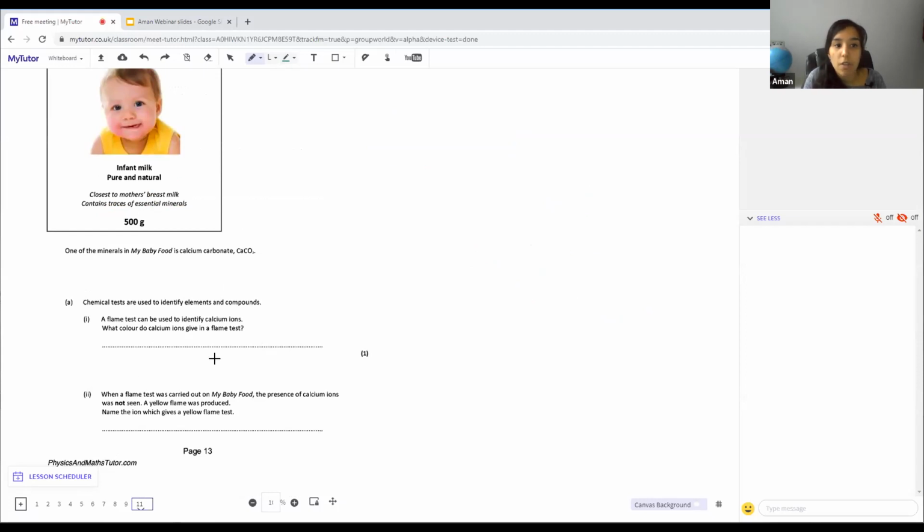So this is kind of looking at positive ions now. A flame test can be used to identify calcium ions. What color do calcium ions give in a flame test? Does anyone remember? This is a bit more tricky because we have to remember all the flame test colors, and there are 6 ions that you need to know about.